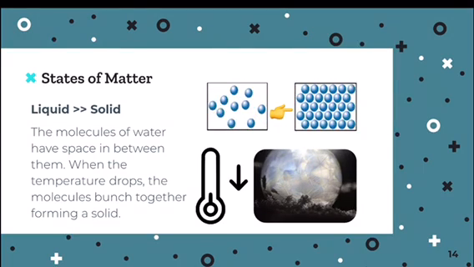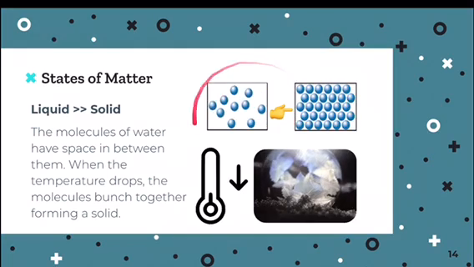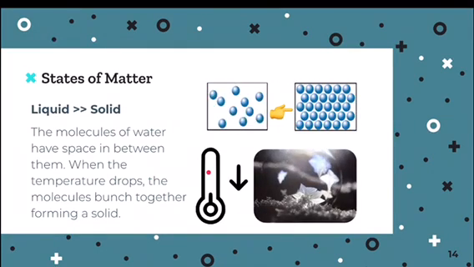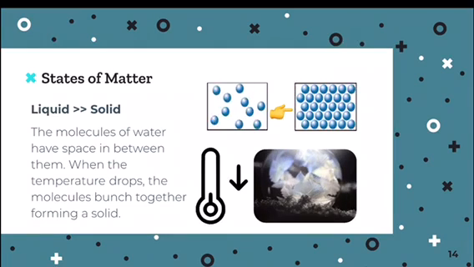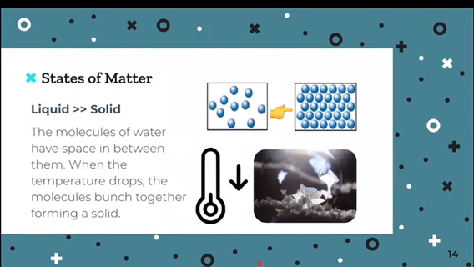Now, liquids can change to a solid when temperature goes down, because the molecules become shocked close together and become cold, so they huddle together. That can be seen in this picture where a liquid bubble turns into an ice bubble.